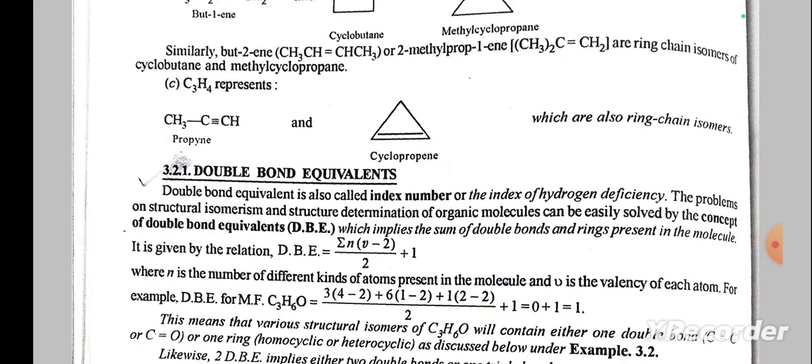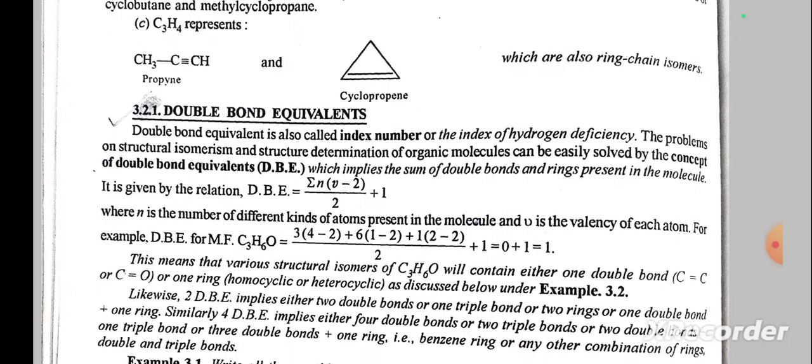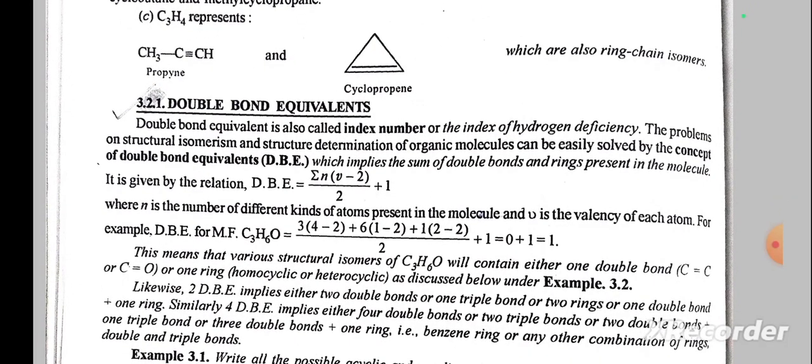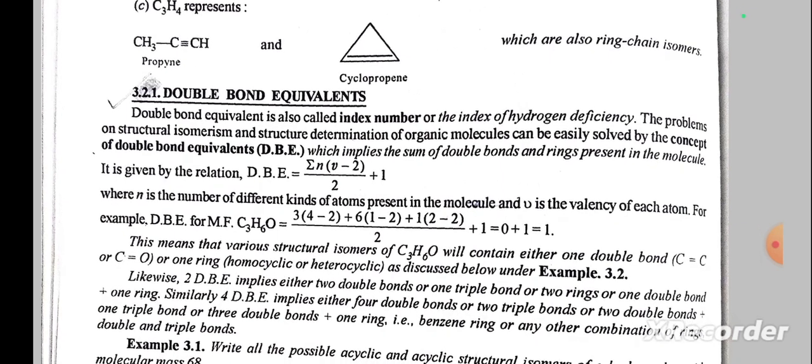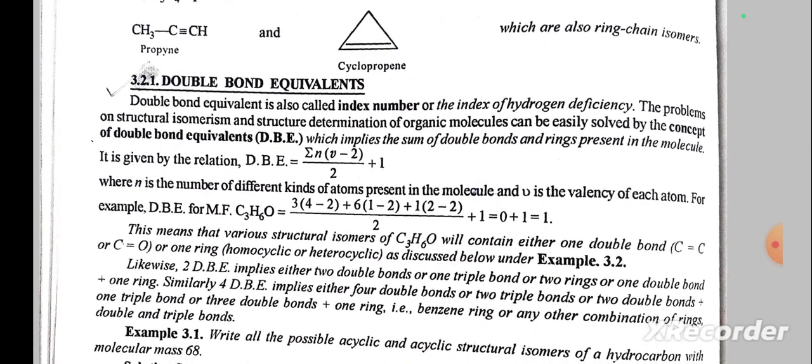Another term is double bond equivalent, also called the index number or the hydrogen deficiency. The problem of structure isomerism and structure determination of an organic molecule can be easily solved by the concept of double bond equivalent, which implies the sum of double bonds and rings present in the molecule. It is given by the relation DBE is equal to the sum of n (v minus 2) by 2 plus 1.